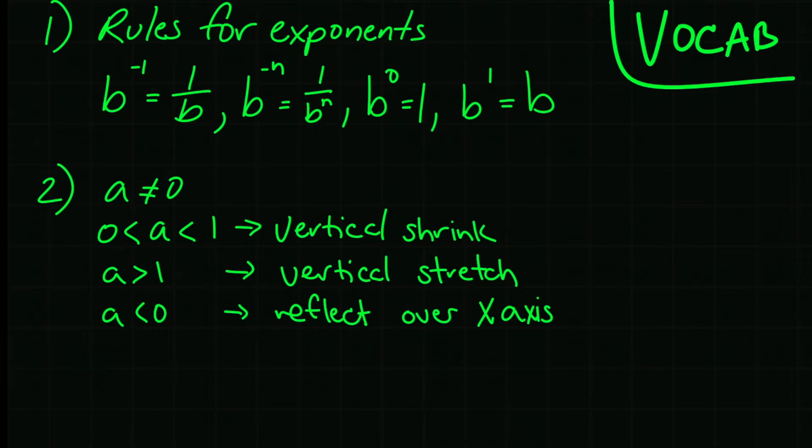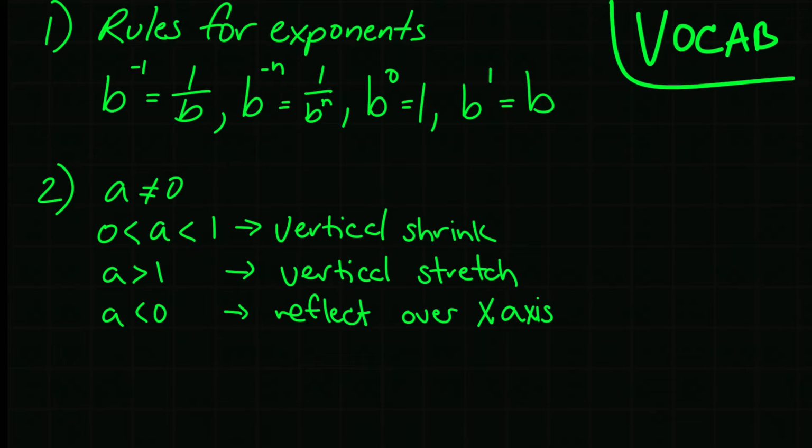Let's start with some vocabulary. We have some rules for exponents. These are properties of exponents. If b is raised to the -1 power, that's the same thing as 1 divided by b. Similarly, if we have b to the -n power, we're just going to move the b to the n to the denominator of the fraction and make it positive. If b is raised to the 0 power, that's going to be 1. And if b is raised to the first power, that's equal to b.